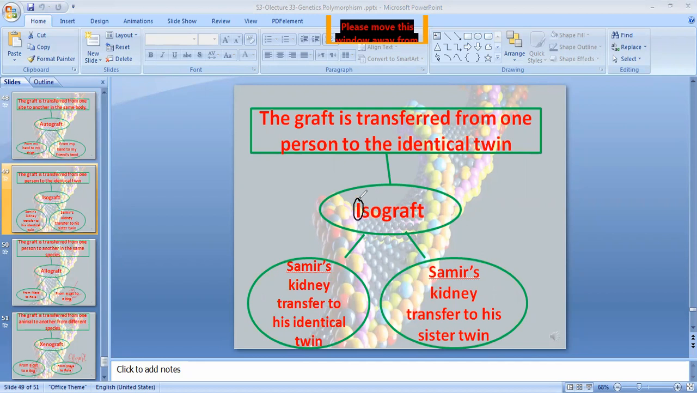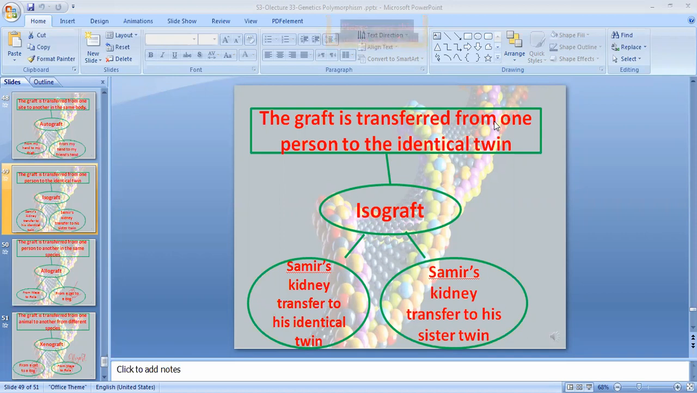So iso is done between two identical twins. This is called an isograft. An isograft is transferred from one person to his identical twin. Identical twins are not fraternal twins. Fraternal twins means that the twins are, for example, a brother and sister. This is called fraternal twins, and this is not identical twins. So this is not the case, and it's not an isograft. So pay attention to this.